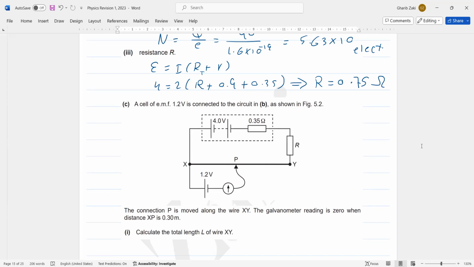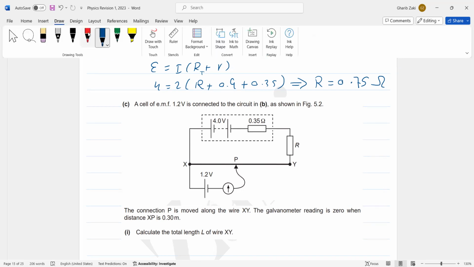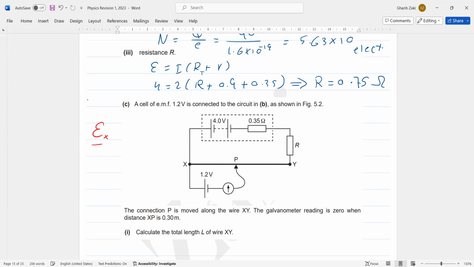Calculate the total length of XY. Now, how can we get the total length? Can we use the formula of the potentiometer, X over E naught equals, for example, Y over AB? No. Why? Because we have here R external, so we can't use this one. It cannot be used directly. So how can we solve this?